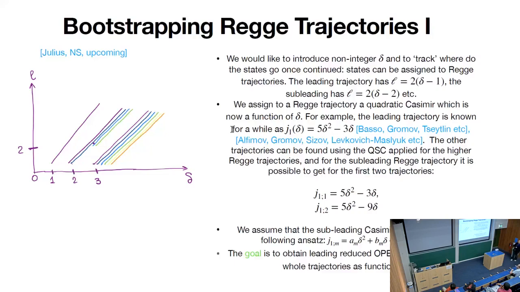And what we're going to do, we're going to connect states to the Regge trajectories, such that it can give us more information about the spectrum, especially because if we define a trajectory, we can track all infinitely many states with large delta as well. And we can do it by the quantum spectral curve.